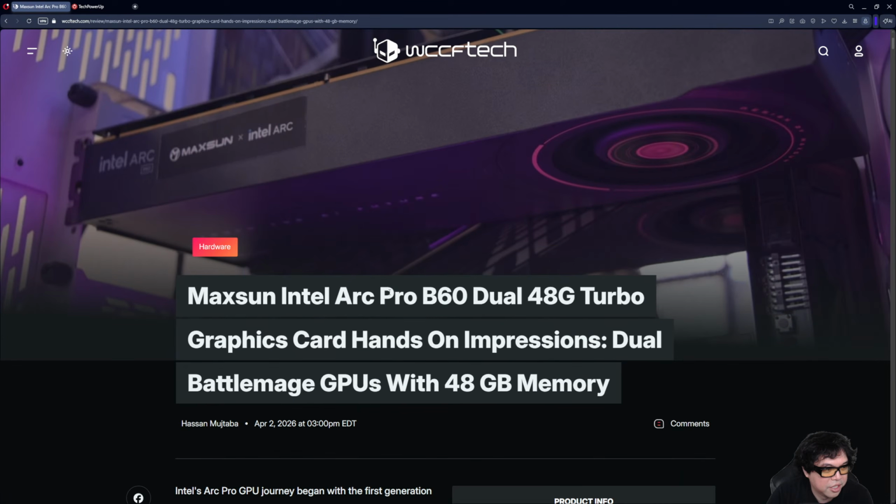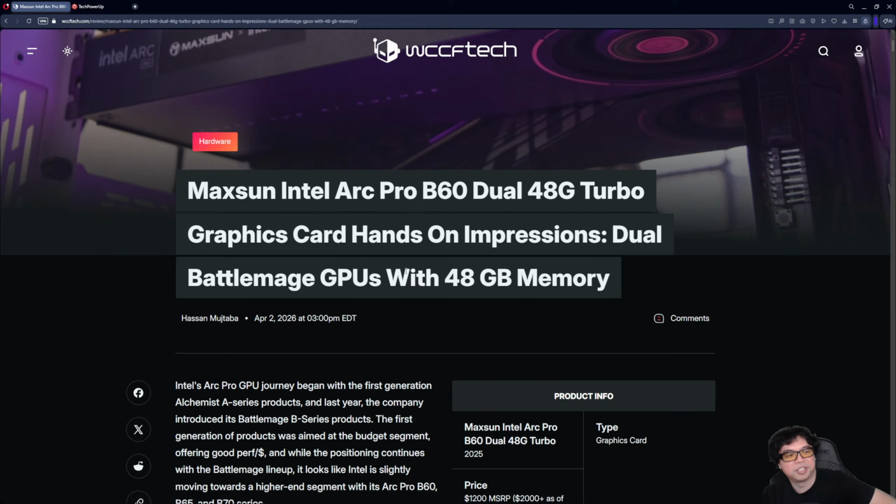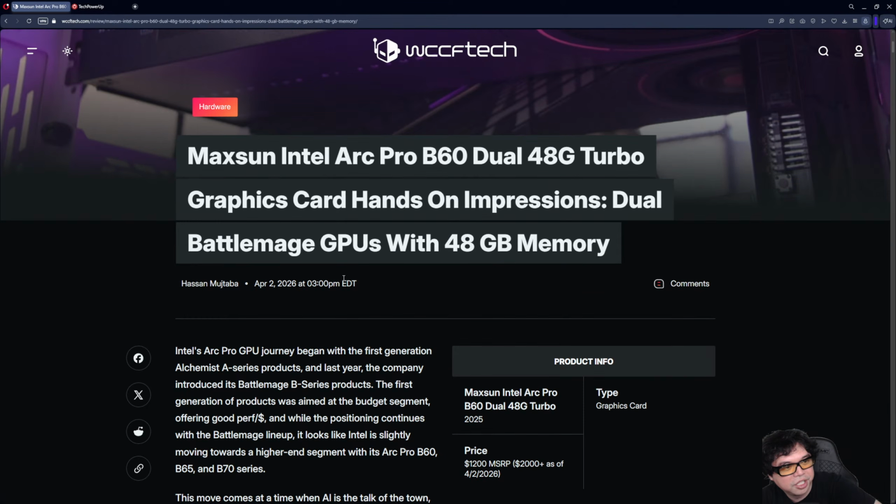Max Sun has an Intel Arc Pro B60 dual 48 gig turbo graphics card, hands-on impressions. You know, there's a bunch of April 1st articles. I'm going to try to skip over a lot of them because I can't tell which ones are April Fool's jokes. Some of the headlines might be so obvious, but I'm just going to skip a lot of the April 1st articles.